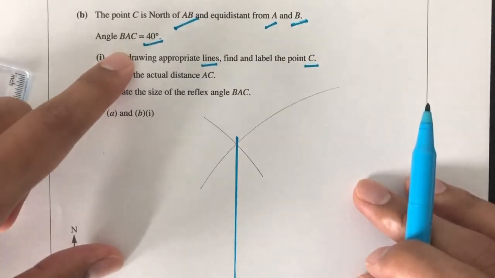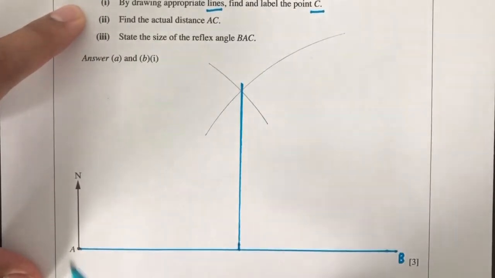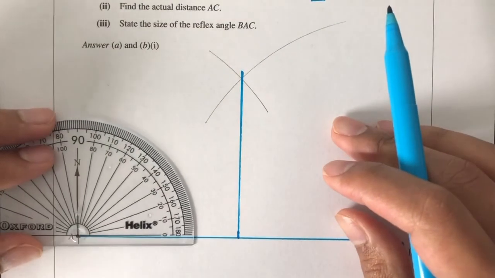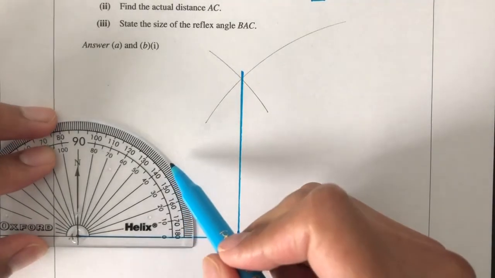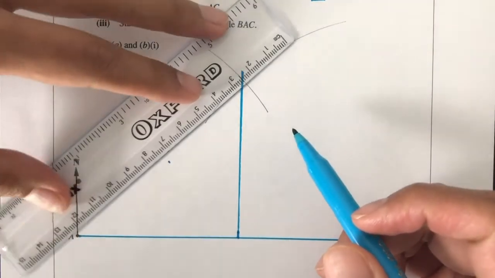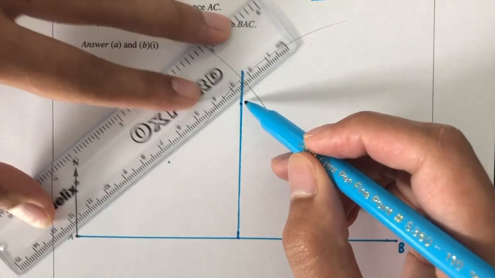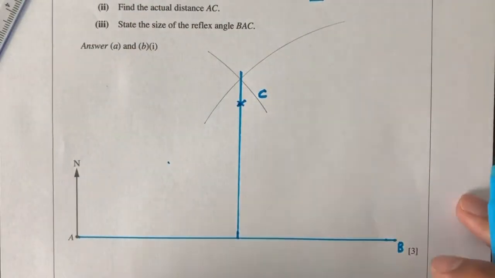Now the angle BAC needs to be 40 degrees. So we have to measure the angle. So measure the angle. BAC is 40, should be on this line. So if you join this line to this, the point will be here. So this is your point C. The point X here will be your point C.